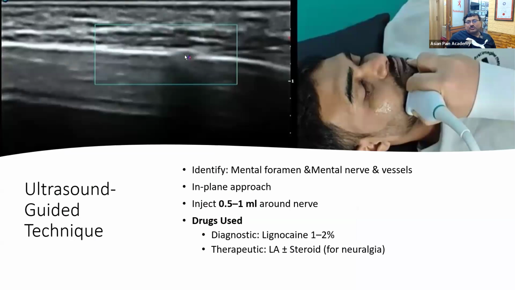So just go close to the artery and then inject 1 ml solution around it, and most commonly for therapeutic purposes it is 1% lignocaine that is injected. For diagnostic and therapeutic you add the steroid. Regarding the neurolytic, definitely neurolytic solutions can be used here, but remember in certain cases it might produce the complications associated with a neurolytic solution.